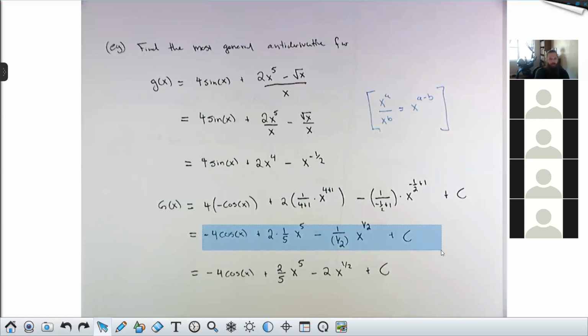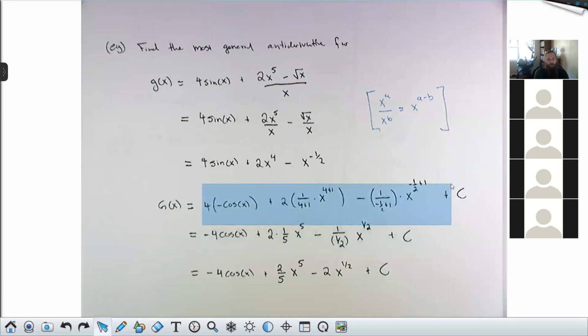If you gave me this on a test, it would be fine, but I wouldn't want it as this. I would want you to simplify at least to this point. I want to know, what are these powers? What is this fraction? What is this power? What is this fraction?